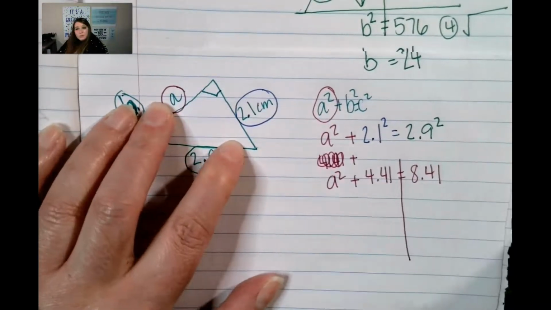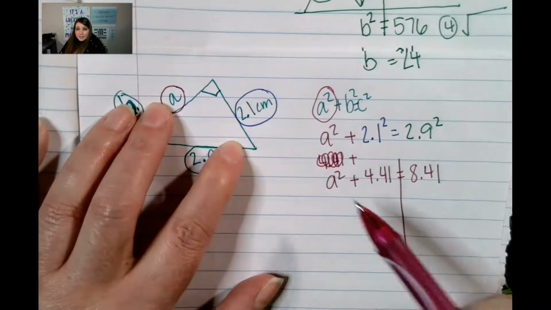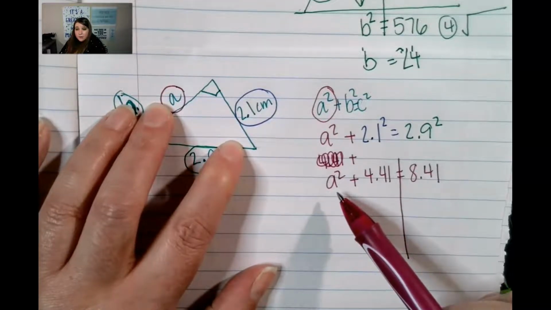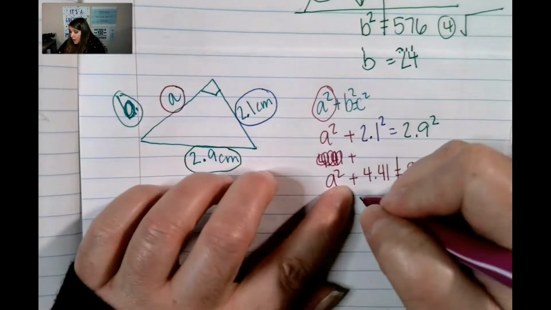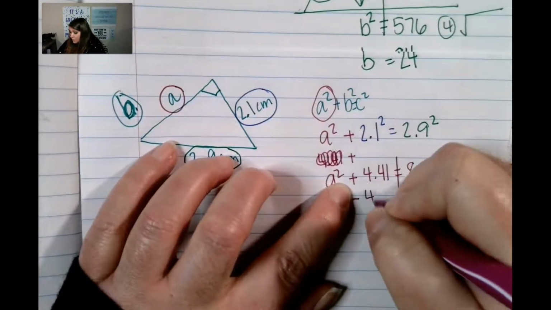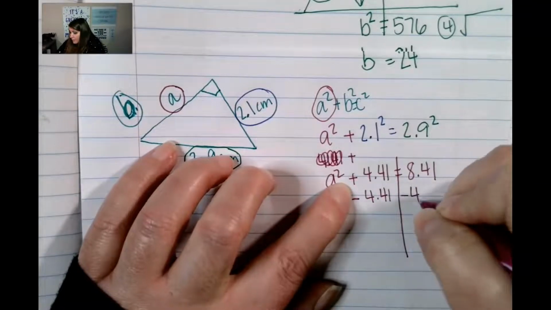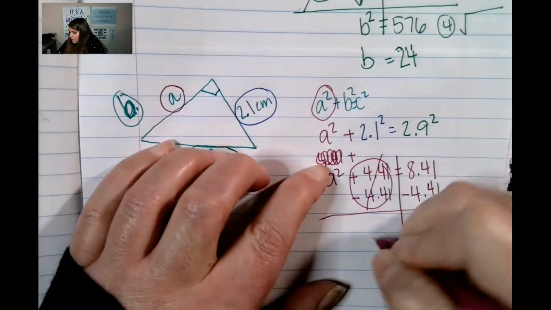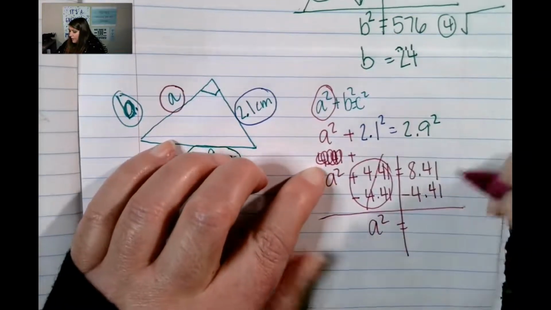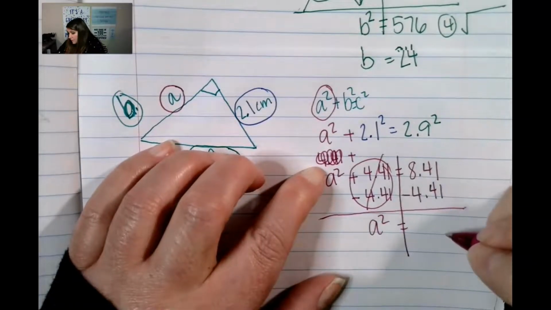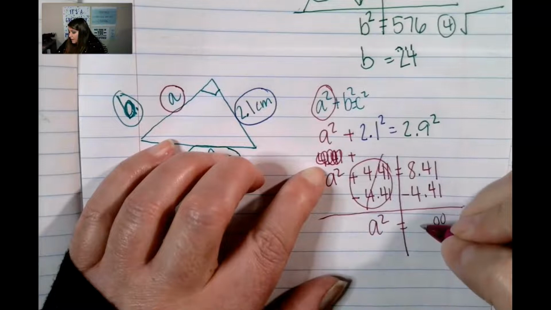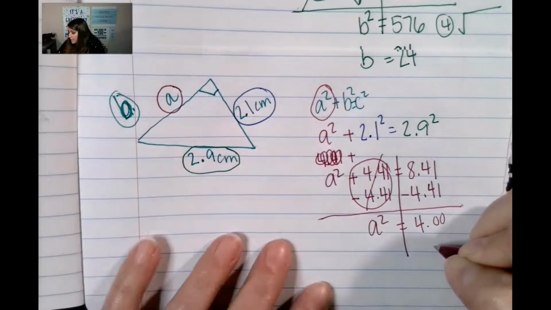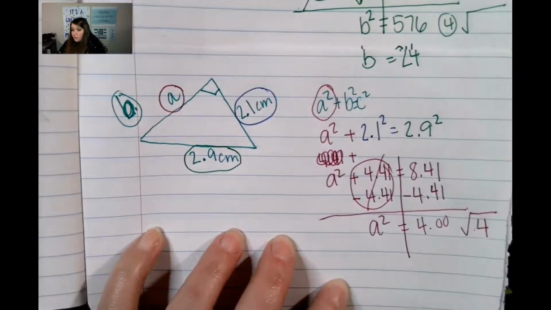Okay, so now we know we need to isolate this variable. In order to solve for leg A, we're going to isolate the variable. So let's start by doing the opposite. We have minus 4.41 on both sides. So this zeroes out, which leaves us with a squared, and 8.41 minus 4.41 is 4.0. And so now we need to find the square root of 4.